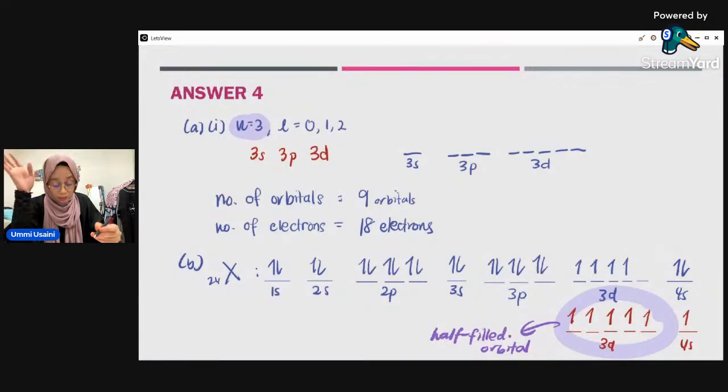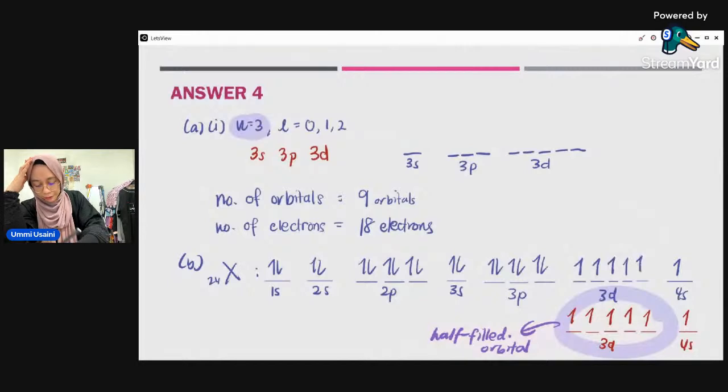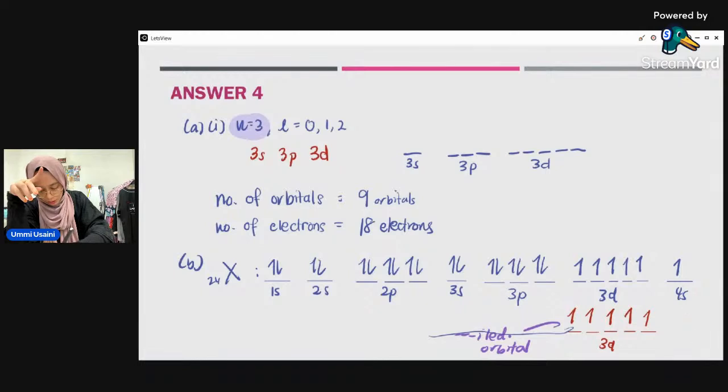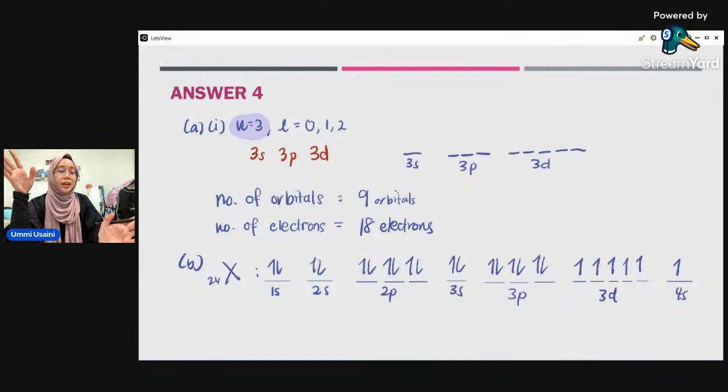Okay, so let me just erase the one above. Why does Miss need to erase? Miss will just correct it. So let me correct it again. I'll draw 5 above for 3D, and for S I'll just leave 1 there. Let me erase the one below so that it will not be confusing. So supposedly this is the correct electronic configuration for an element that has 24 electrons.